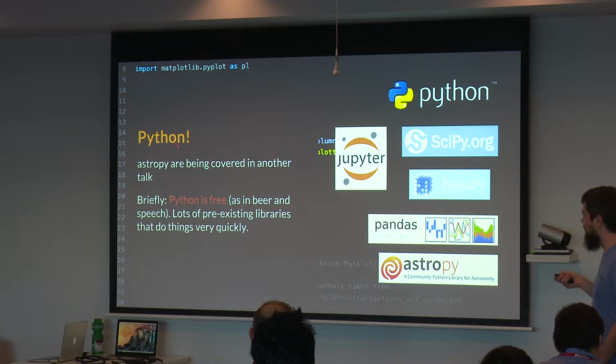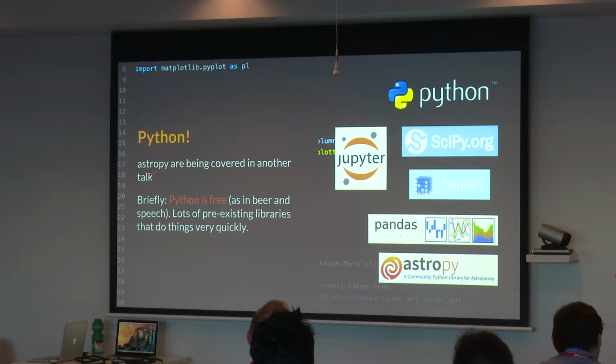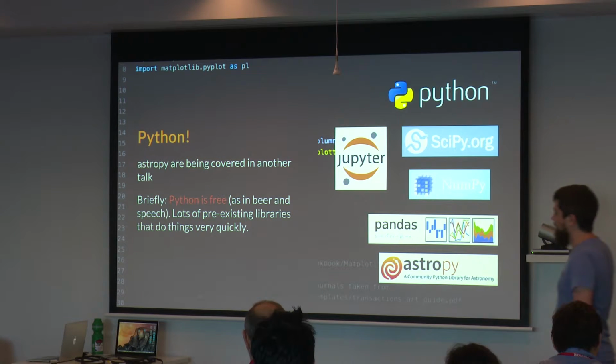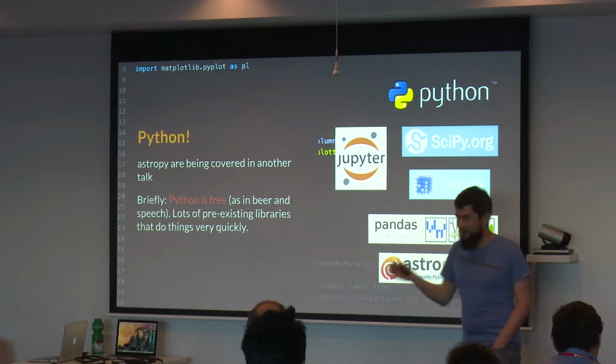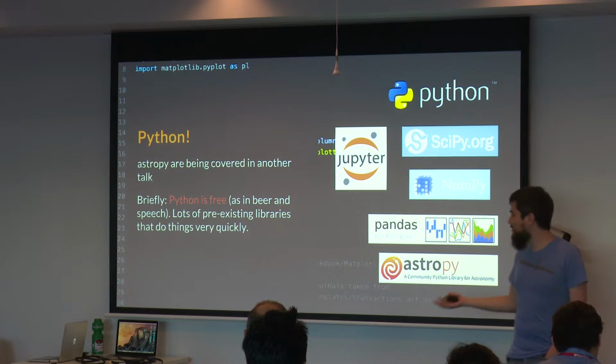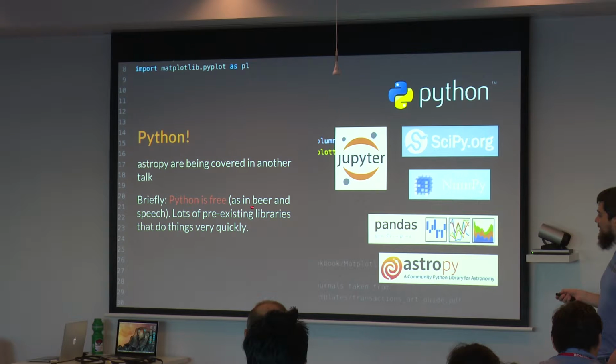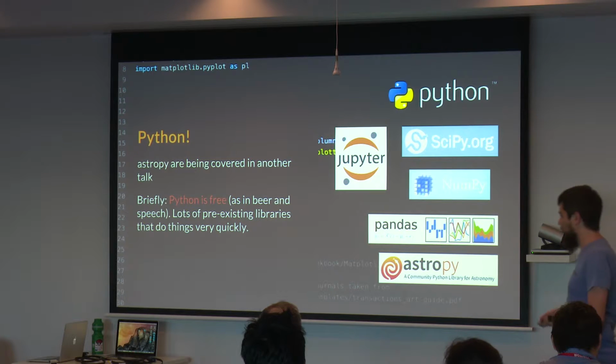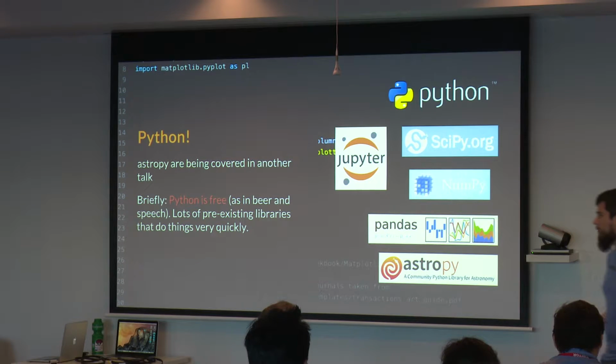And if you use Python, you'll know these things, but AstroPy's going to have a talk. Python is free, and it's free as in beer and free as in speech. What I mean by that is that it doesn't cost you any money like a free beer, though there's no such thing as a free lunch, and it's free as in speech in the sense that it's openly licensed usually so that you can do what you like with it, you can see the source code, play with it yourself.